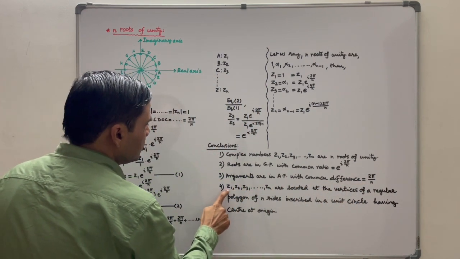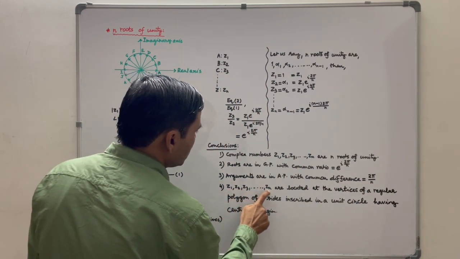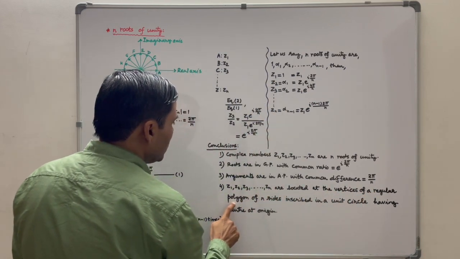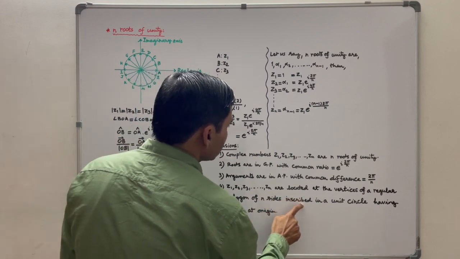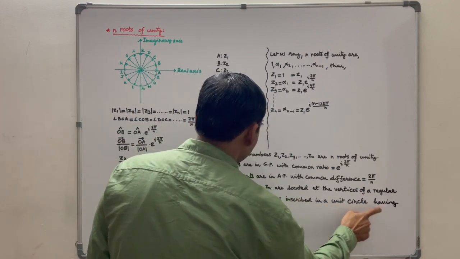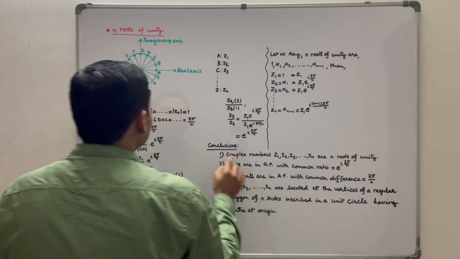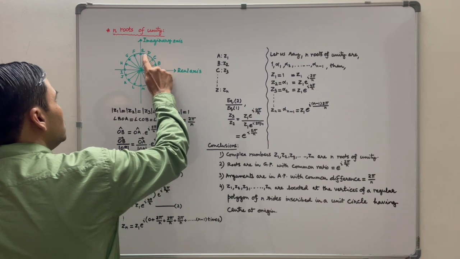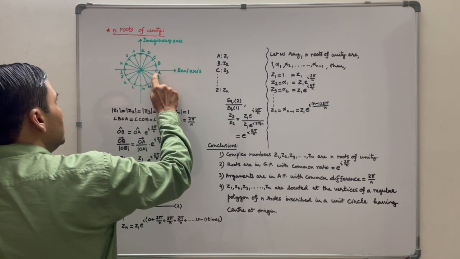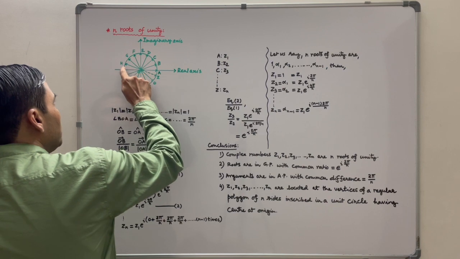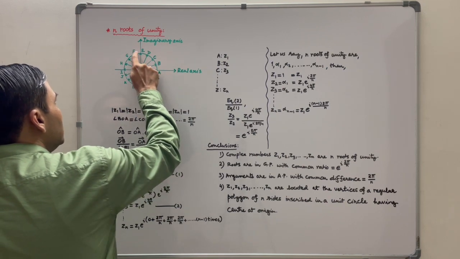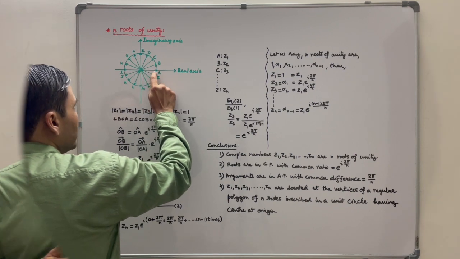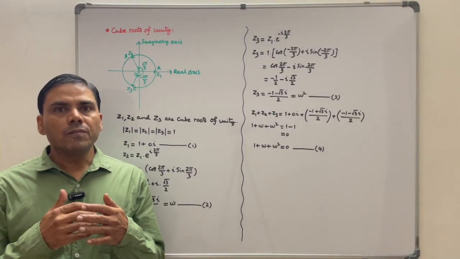Point number 4. Z1, Z2, Z3 and so on up to Zn are located at the vertices of a regular polygon of n sides inscribed in a unit circle having center at origin. Suppose you connect points A to B, B to C, C to D, D to E and so on. So it will form a regular polygon which is inscribed in a unit circle with center at origin and radius as 1 unit. Now let us see cube roots of unity.